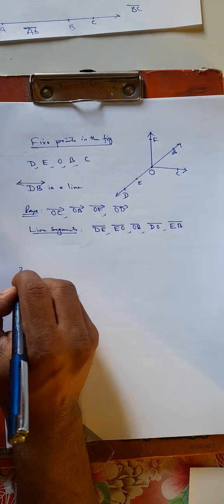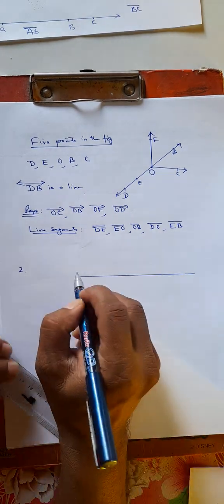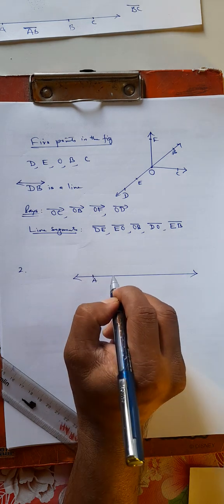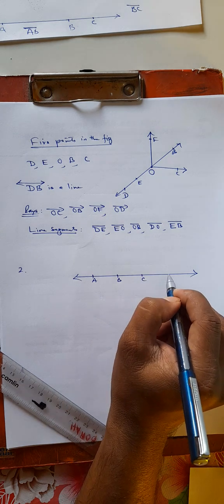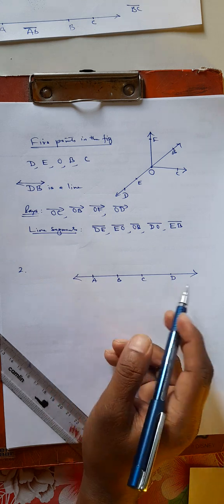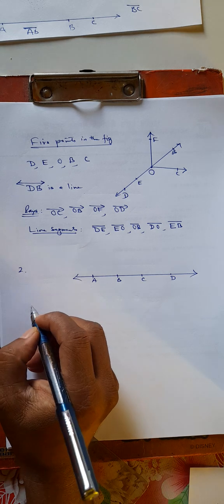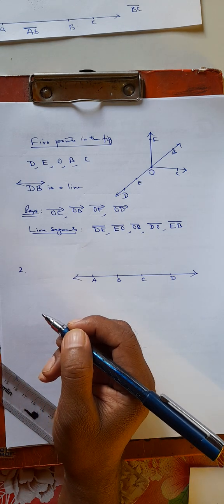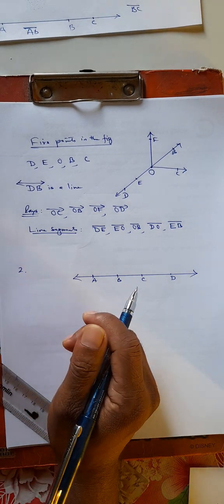Now, the next question. Suppose you are given this line and there are some points here, A, B, C and D. Can we name this line in different ways? How can you name this line in different ways? Now let us come to the definition of a line. What is a line? When a line segment is extended to infinity on either side, we call it a line.